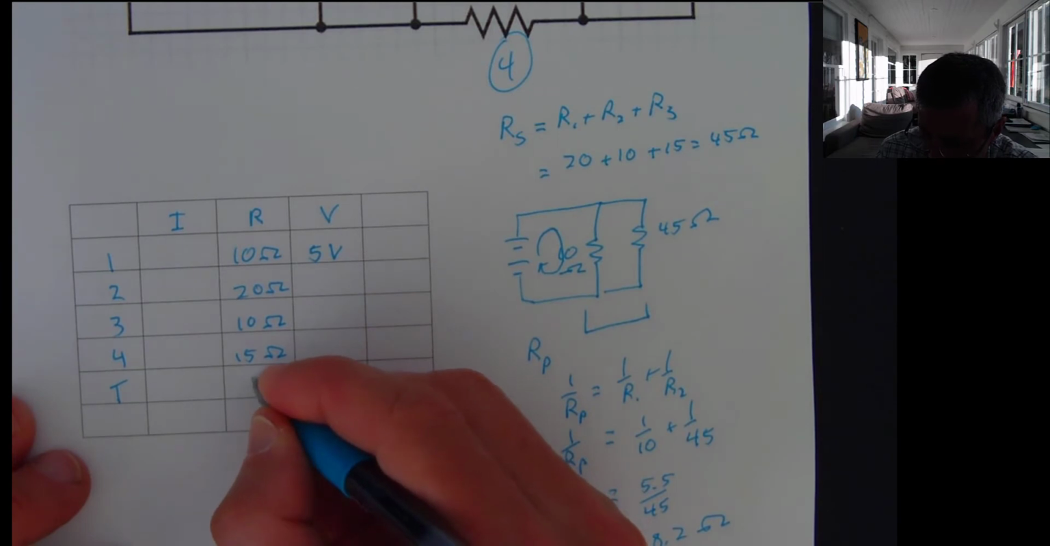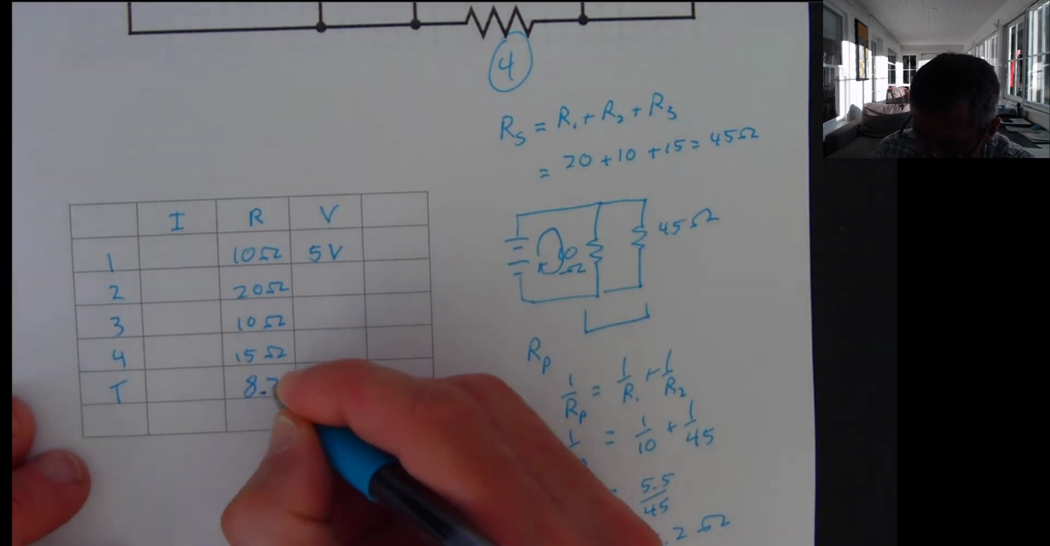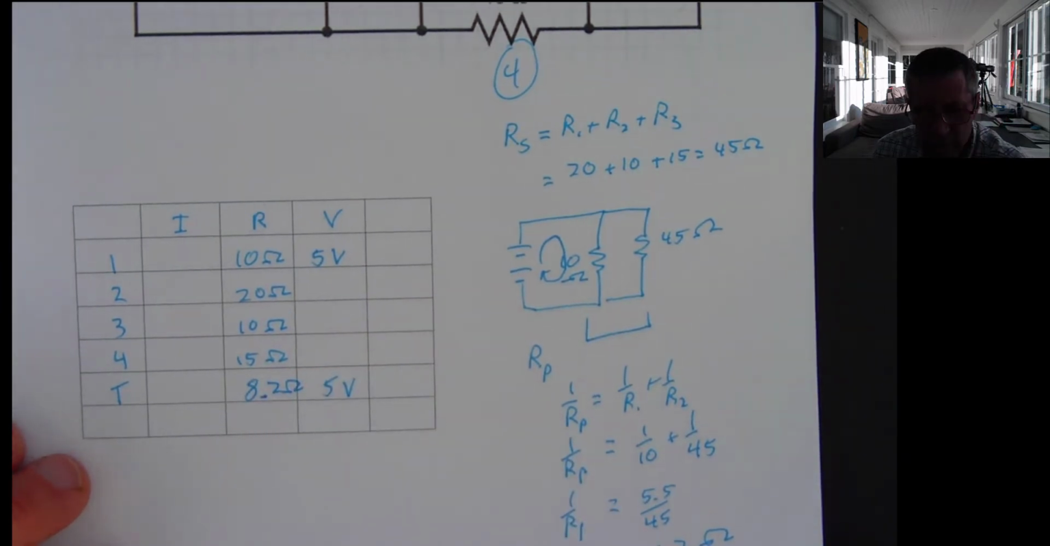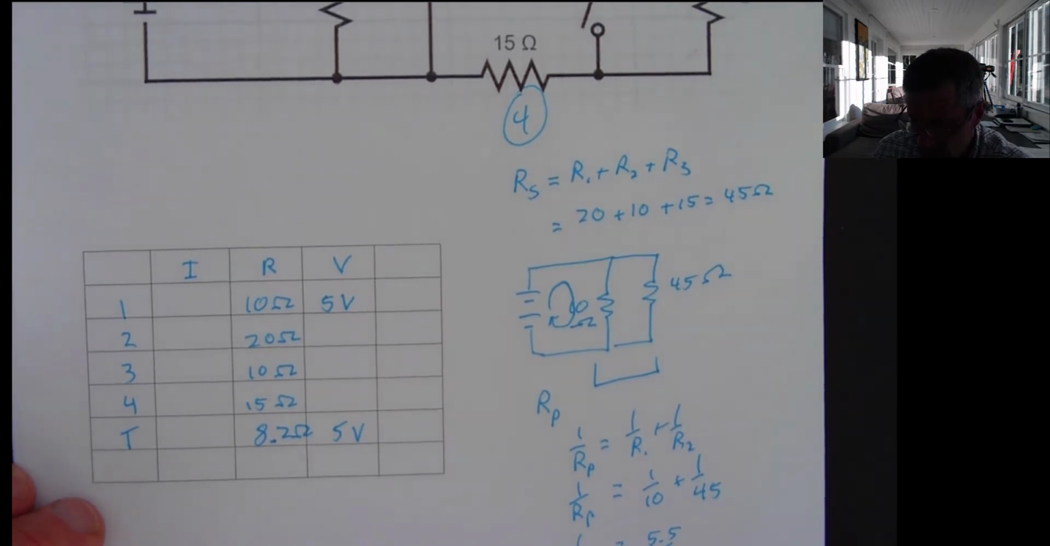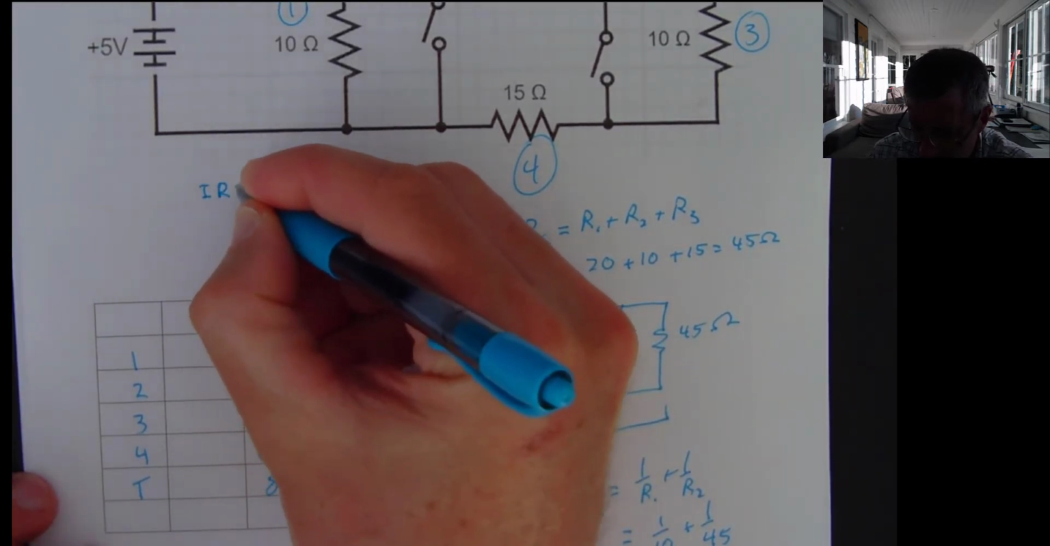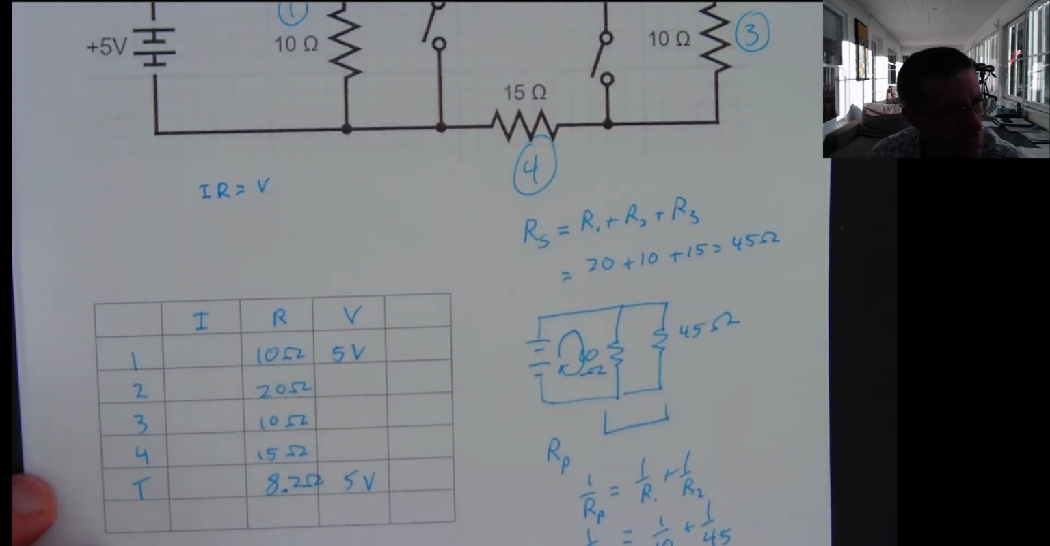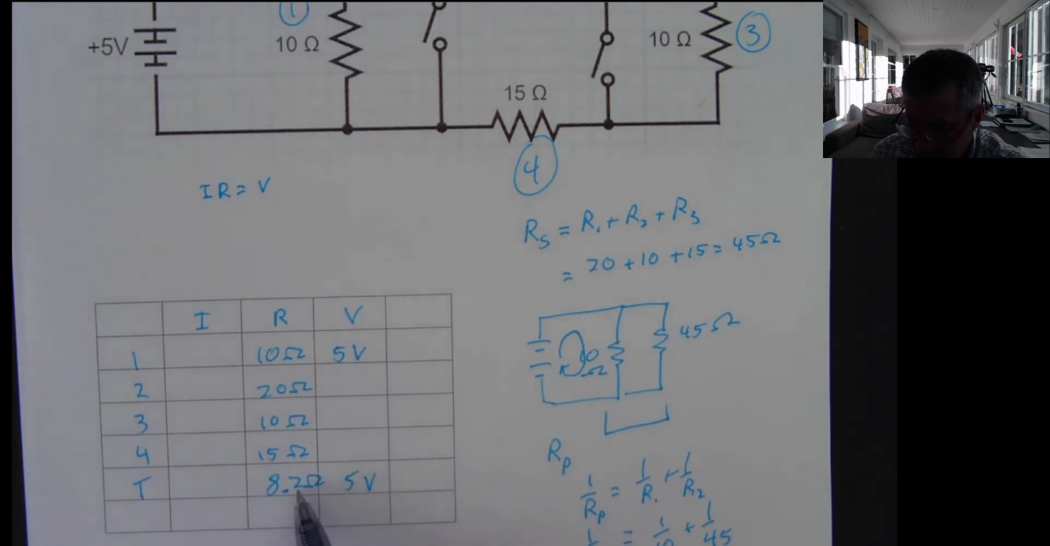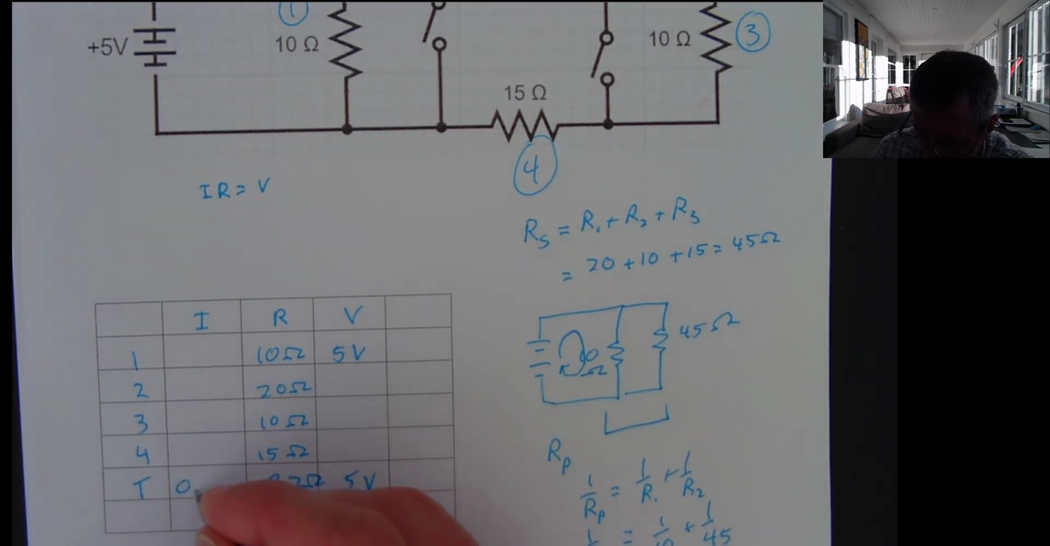So I know now my total resistance is 8.2 ohms, and now I can start filling in the ERV table. Remember, current times resistance equals voltage. This is Ohm's law. We're assuming everything behaves ohmic, which means I can use this law. So I can figure out now that my voltage is 5, my resistance is 8.2. This is going to leave me with a current of 0.61 amps.